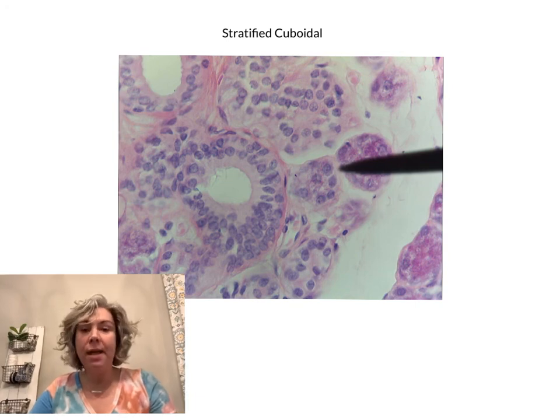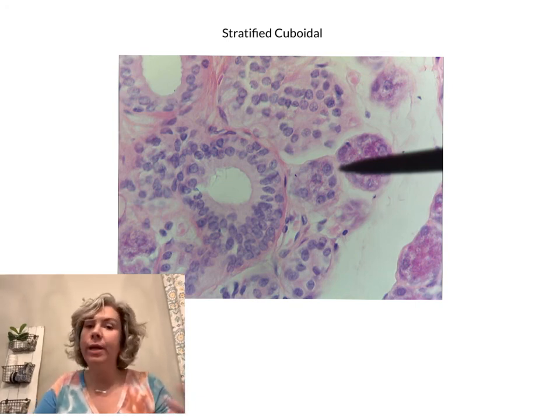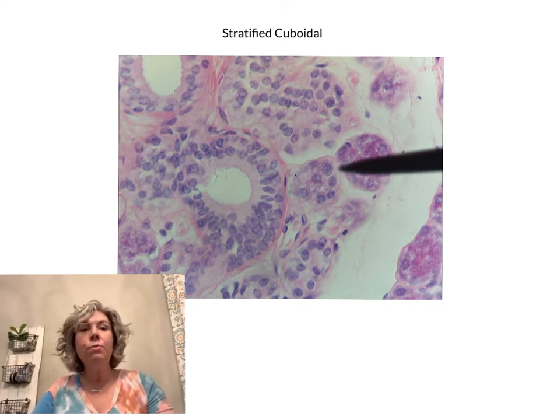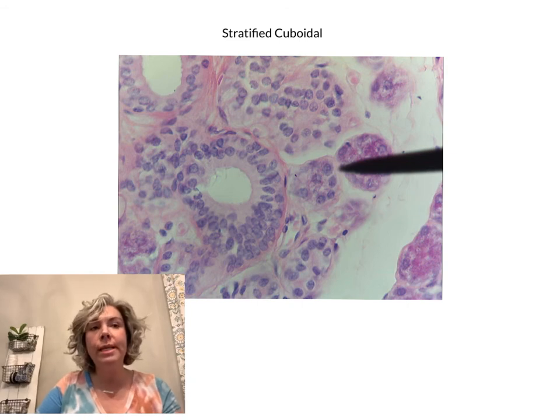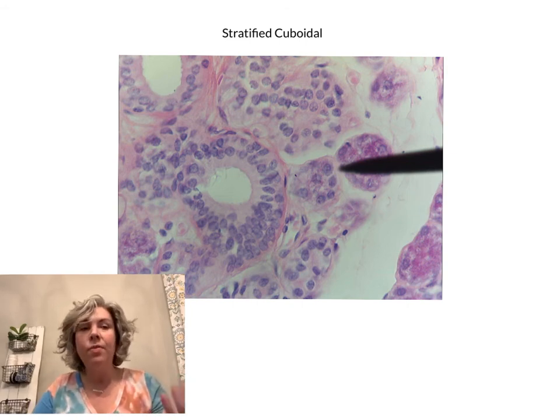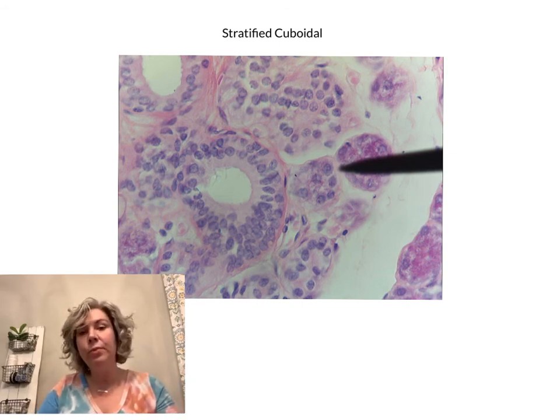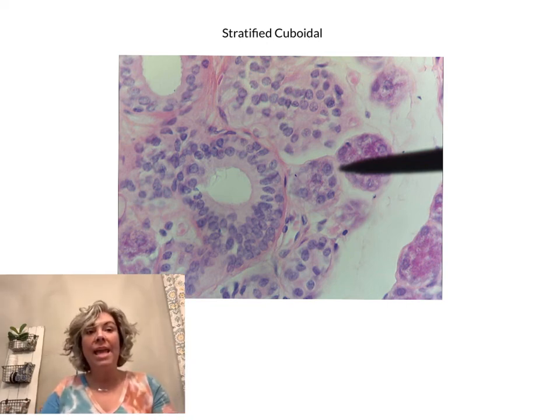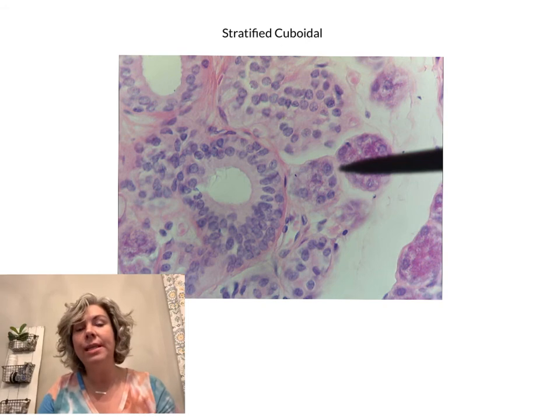Next up is stratified cuboidal epithelial tissue. Stratified cuboidal is the rarest epithelial tissue in the body. It's not found in a whole lot of places. You mainly have stratified cuboidal in large glands. There are some glands in the male reproductive tract that are composed of stratified cuboidal, and sweat glands within our skin are also composed of stratified cuboidal.